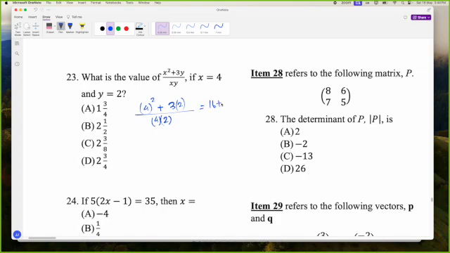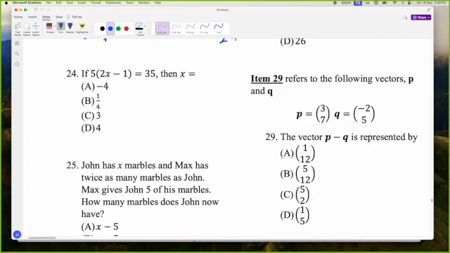4 4s are 16 plus 3 2s are 6 all over 4 2s are 8. 16, 17, 18, 19, 20, 21, 22. 22 over 8. 8 2s are 16, 8 3s are 24. So 22 over 8, which will be 2 and 6 over 8, which is 2 and 3/4. Yep, D.